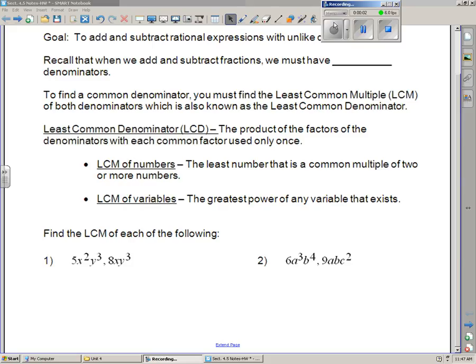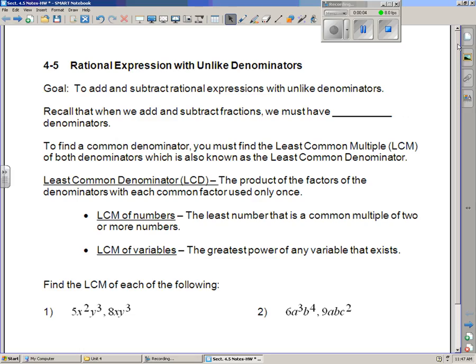So today we're going to do adding and subtracting with unlike denominators. And don't forget that it's really important when you add and subtract that you do have common or like denominators. So we're going to have to be able to find the least common denominator, or LCD. Sometimes people refer to that same thing as LCM. So we're looking for least common denominators or least common multiples.